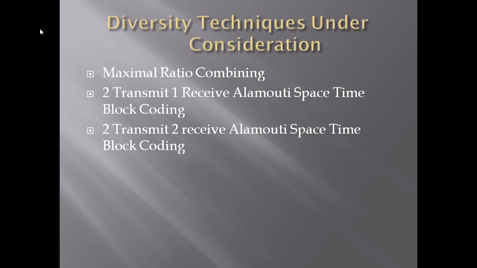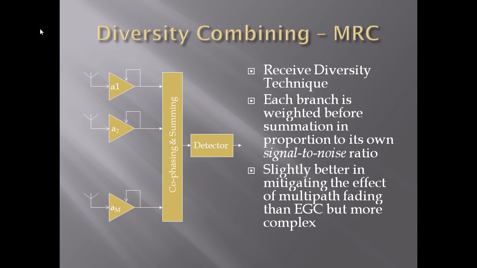Moving on to the different diversity schemes we have considered here. The first one is maximal ratio combining. Maximal ratio combining is one of the combining techniques that mitigates the effect of multipath fading. The most efficient way to use information from different paths to achieve decoding in an additive white Gaussian channel is MRC. The receiver corrects the phase rotation caused by the fading channel and then constructively adds the received signals of different paths in proportion to the signal strength.